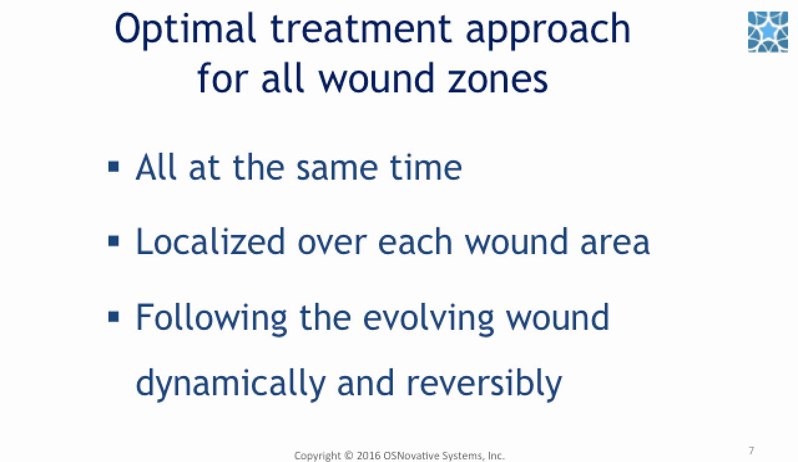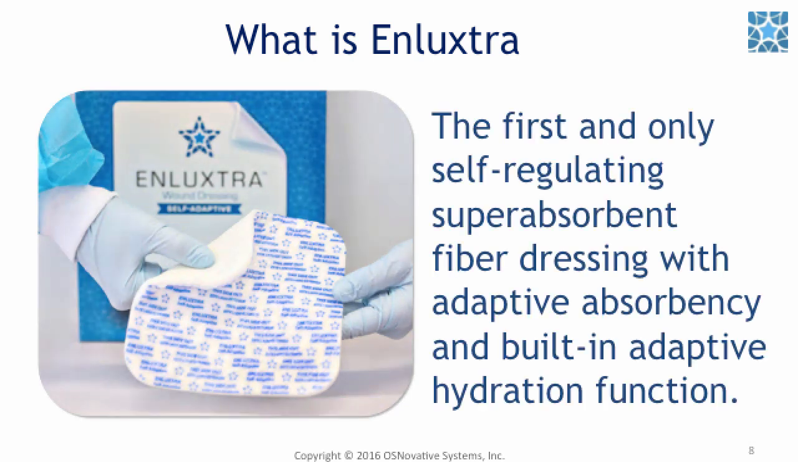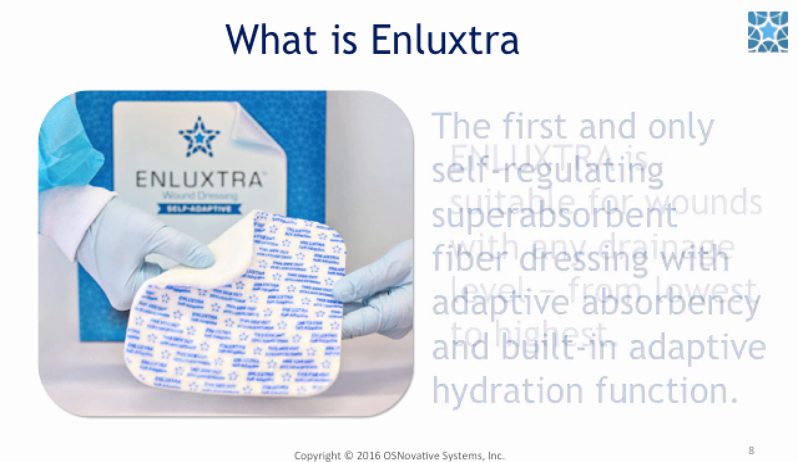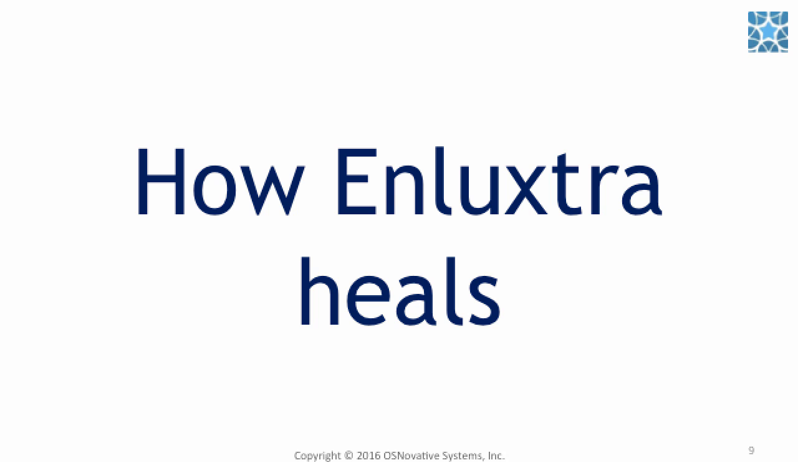It sounds impossible. Meet Enluxtra, designed with the power to individually address all the distinct areas in the wound. Enluxtra is the first and only self-regulating superabsorbent fiber dressing with adaptive absorbency and built-in adaptive hydration function. Simply put, Enluxtra is suitable for wounds with any drainage level, from lowest to highest. Now let's take a look at Enluxtra technology so you can see exactly how it works.